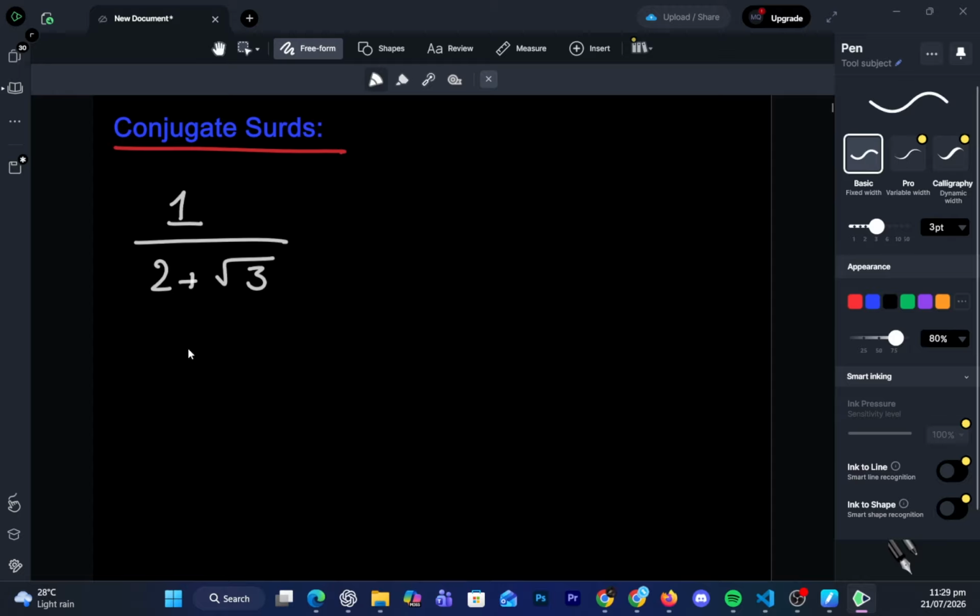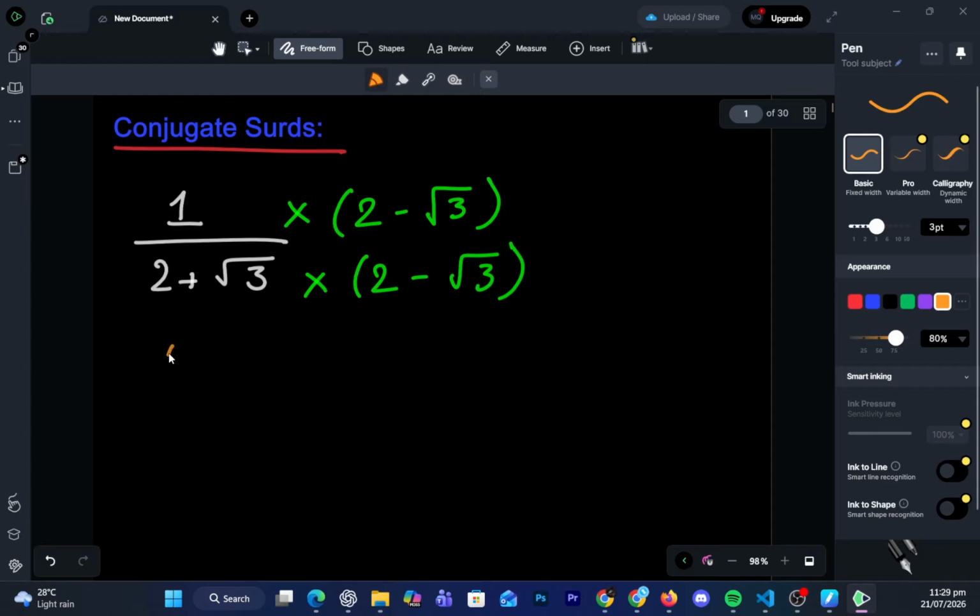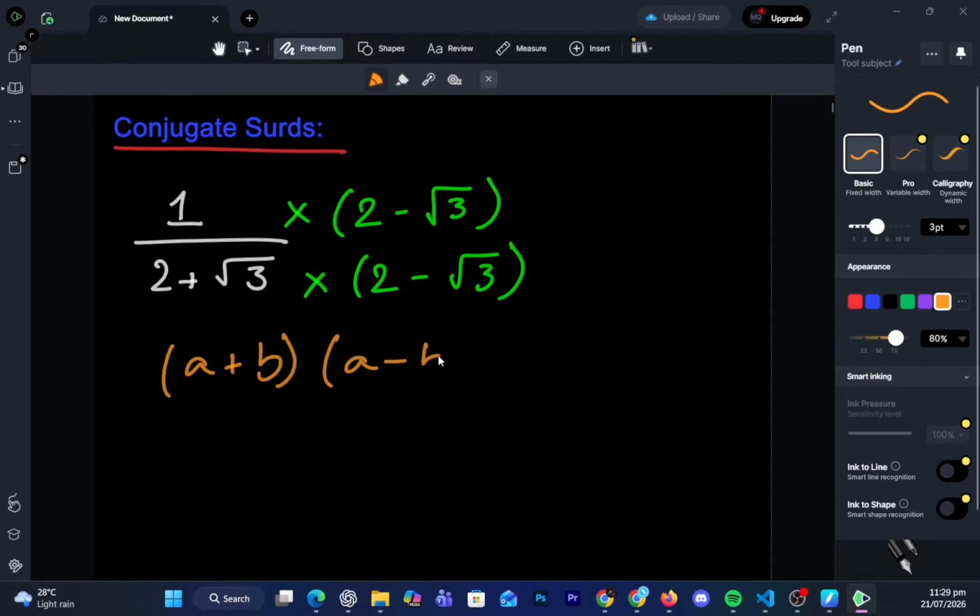Now let's solve the question. To rationalize the denominator, multiply both the numerator and the denominator by the conjugate. This gives the following. Now let's simplify the denominator. Remember the identity: a plus b into a minus b is equal to a square minus b square. So this is the identity that is used here.